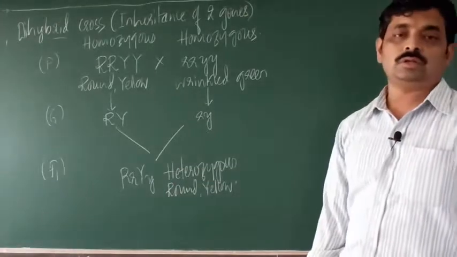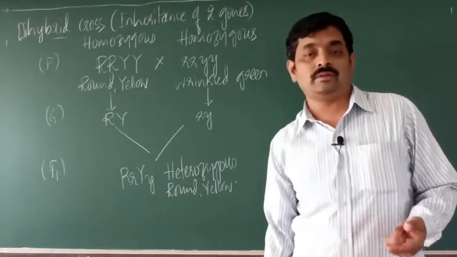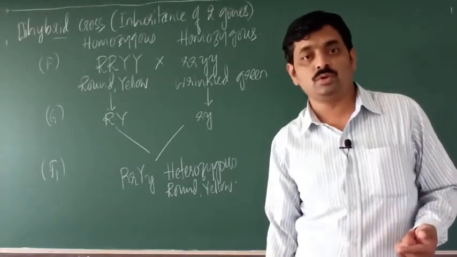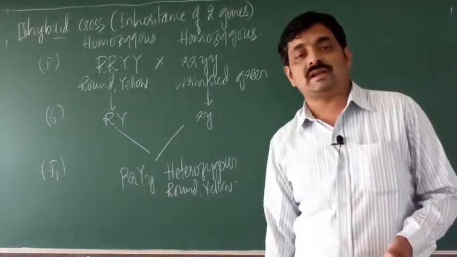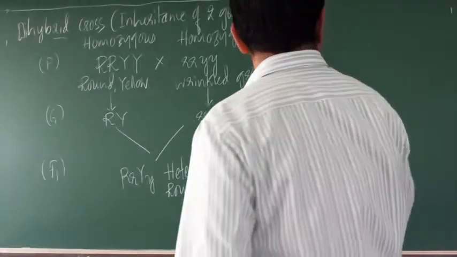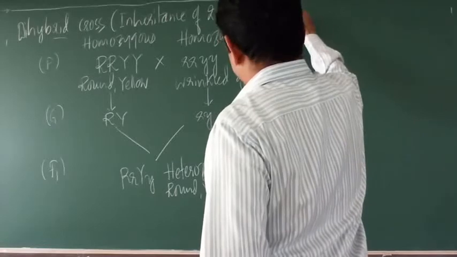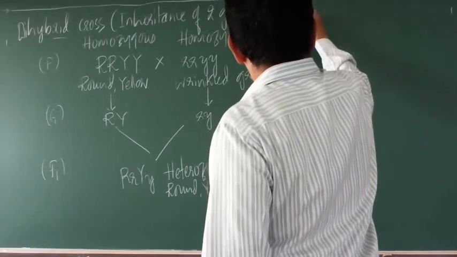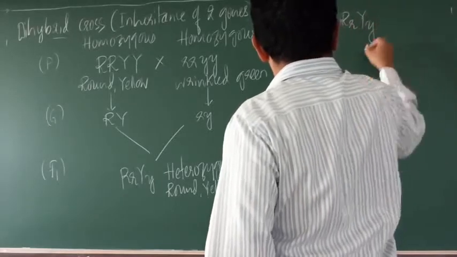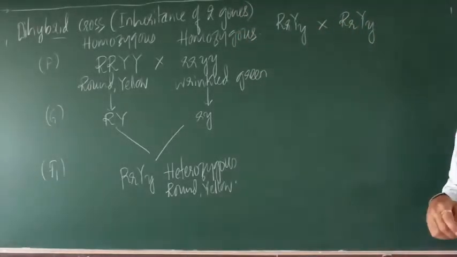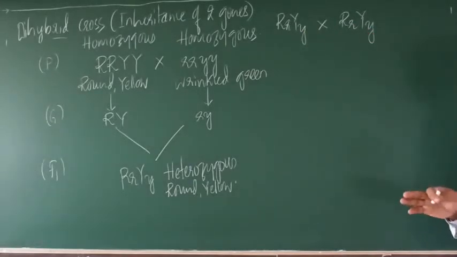Now next, what did Mendel do? Mendel selected the F1 plants to obtain the genotypes of the F2 generation. So we shall self these F1 plants or cross these F1 plants to obtain the F2 generation. These are the two F1 plants which are selfed or crossed.